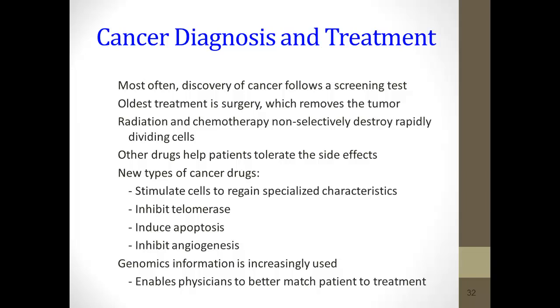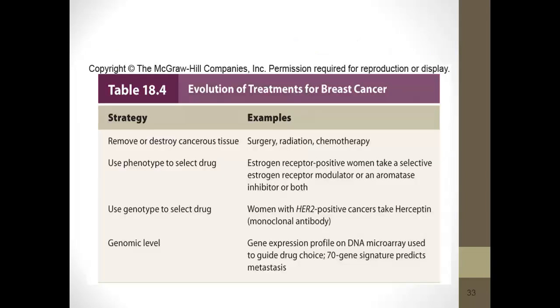Genomic information is being used increasingly, which will enable physicians to match the patient-specific cancer to more patient-specific treatment. So here are some ways, for breast cancer, that we've evolved in treatment. We used to just remove. Then we used phenotype to select a drug. Then we moved to genotype. Now we're looking at the genomic level to help further specialize how we treat breast cancer.